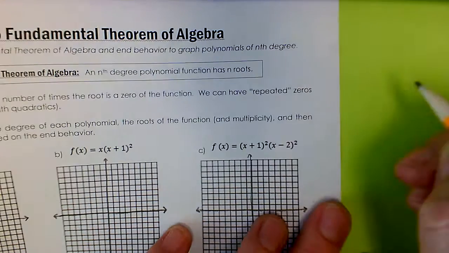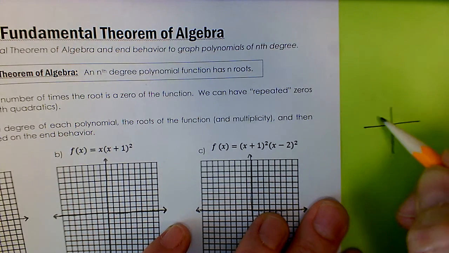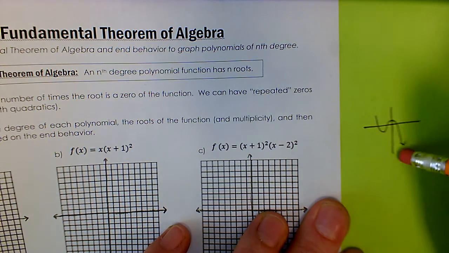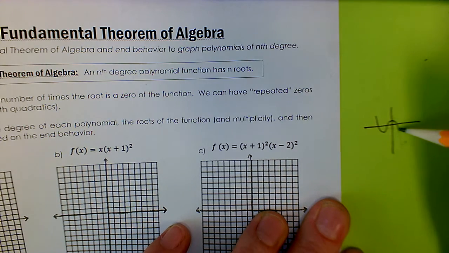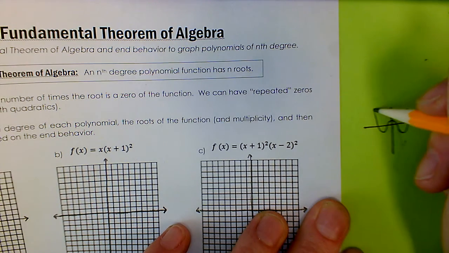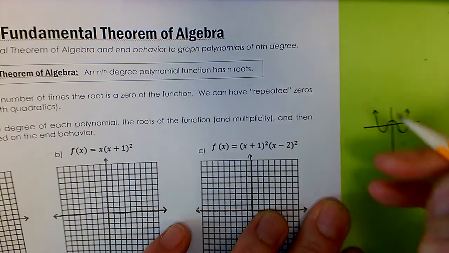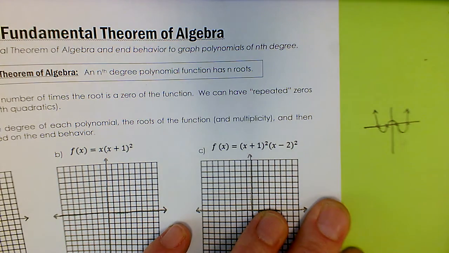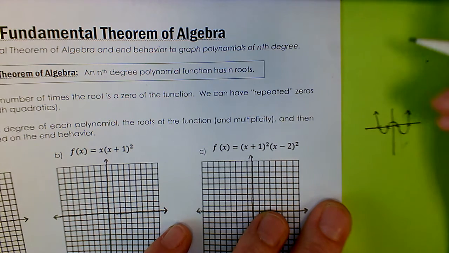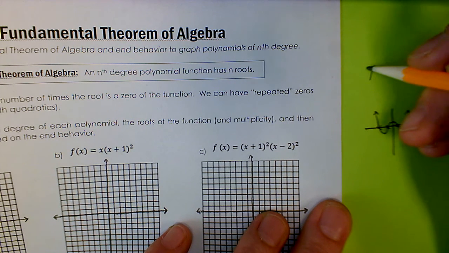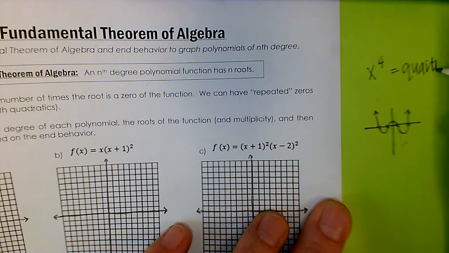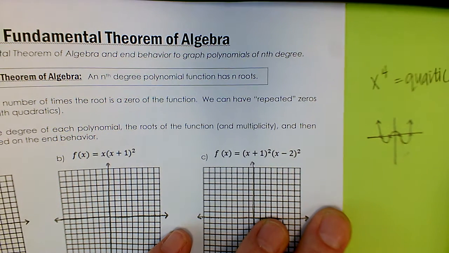So for example, if you look at a graph like this, let's do this. If we have a graph like this, right, this goes through 1, 2, 3, 4 times. So this would be quartic. So it would be an x to the 4th, which is a quartic. That's not the exact equation, but that's the highest degree for it. So that's what it would start with.